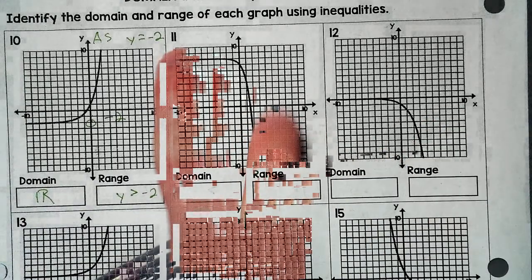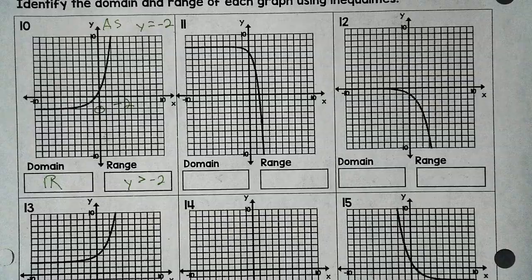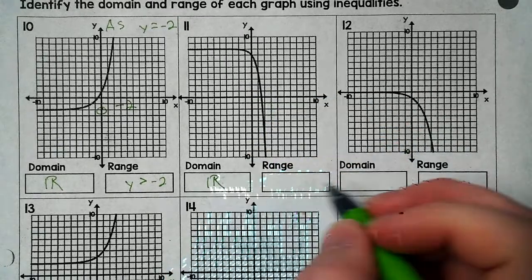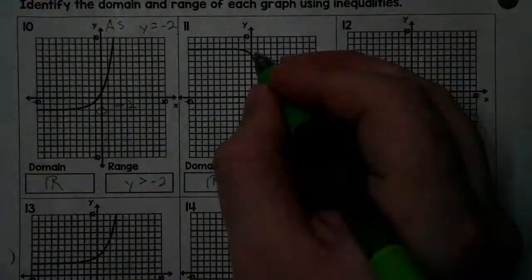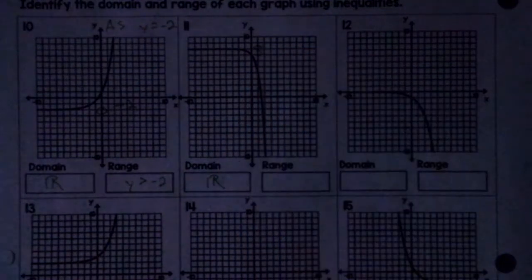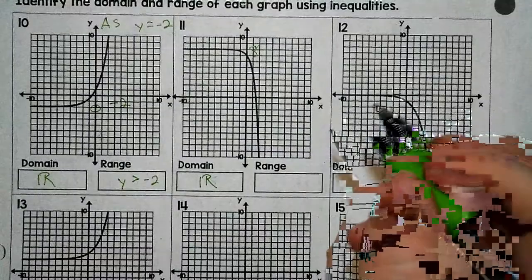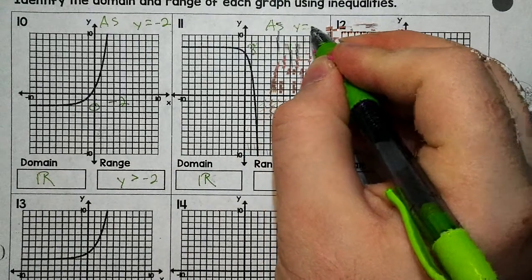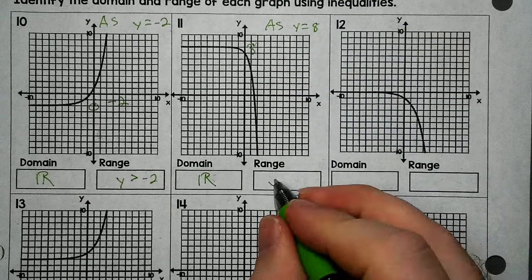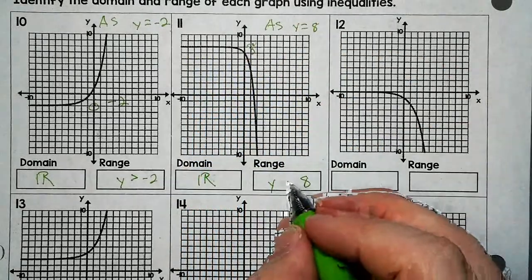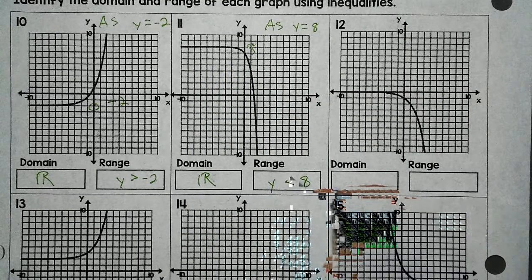Now, let's look at these two, 11 and 12. They fold down. Well, our domain is still going to be all real numbers. Now, our range, this goes all the way up to about +8. So we're comparing to the asymptote of y equals 8. So y and 8. Now this time, since it goes down, it's folding, it's all underneath 8, you're going to have less than 8.